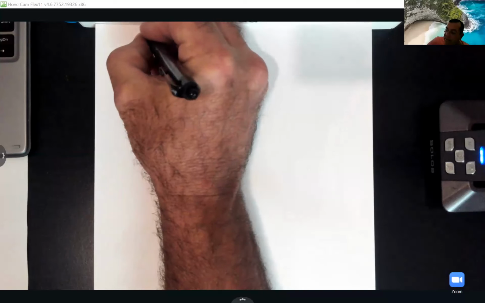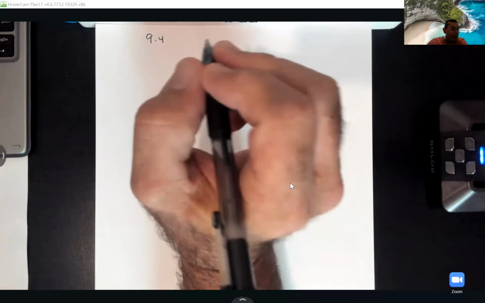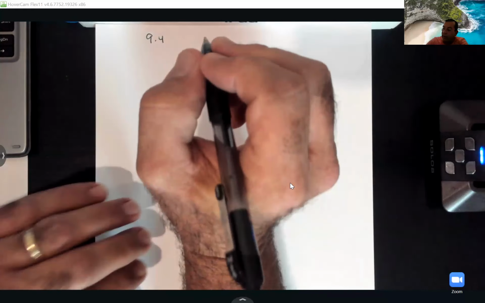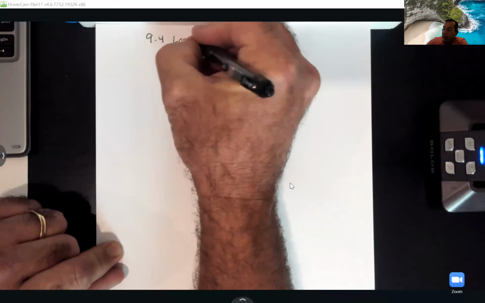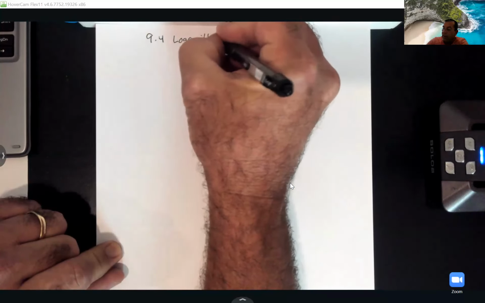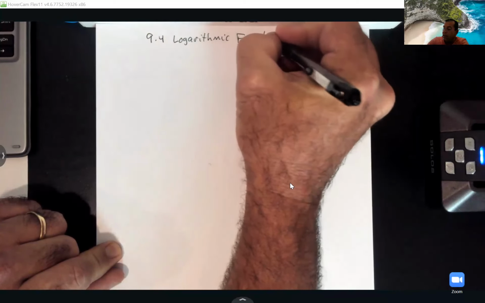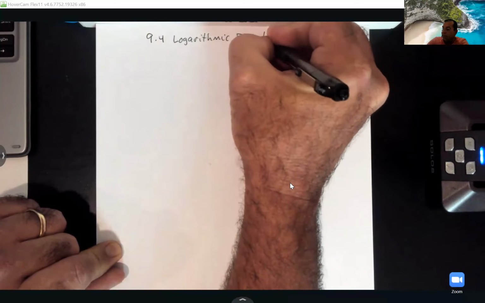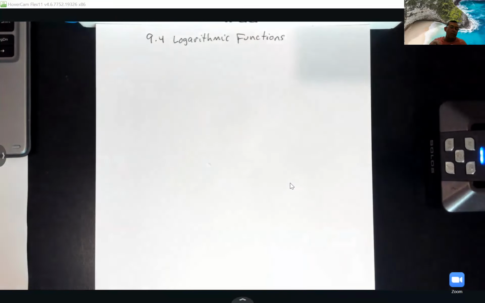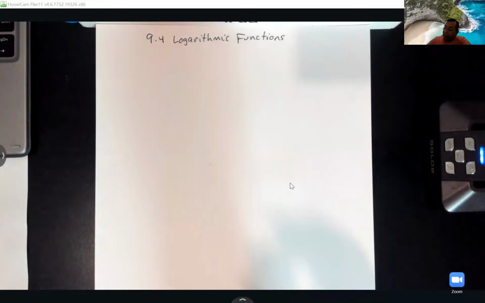All right, like I said, 9.4 logarithmic functions. So first of all, I'm going to show you some notation we use for logarithms.